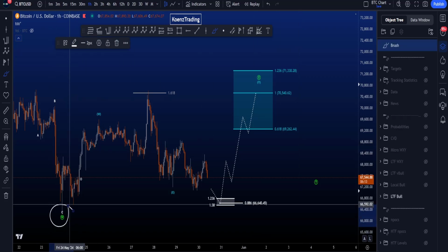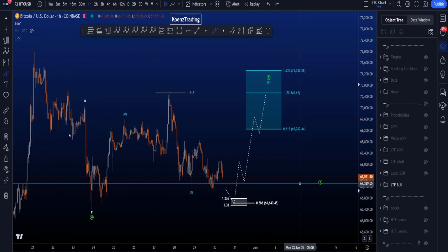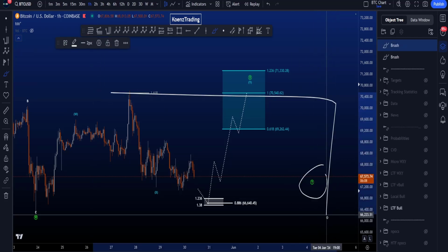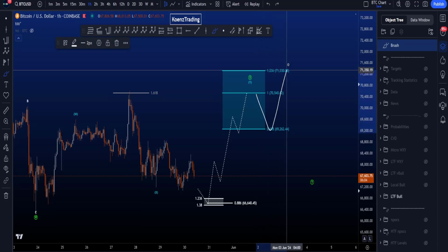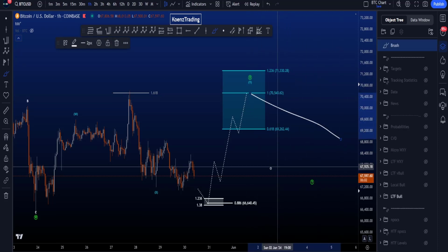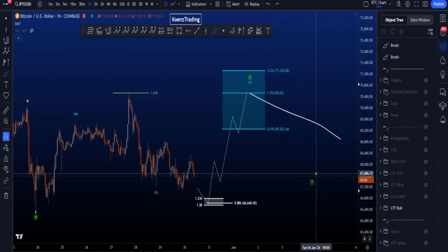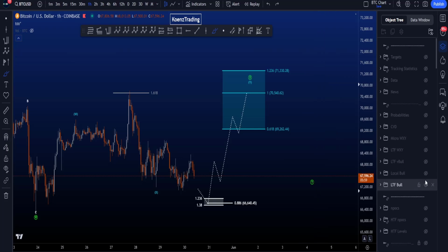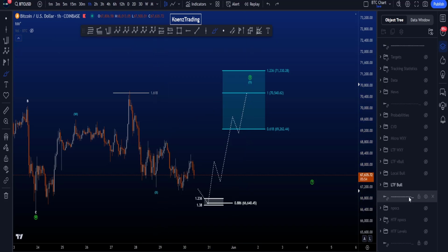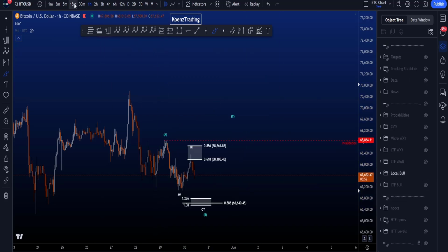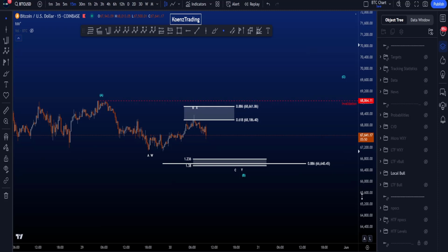Because wave W is already labeled as a zigzag, wave Y in a sideways WXY is not allowed to be a zigzag, so we would need to look for either a flat structure or a triangle inside wave Y, but a flat is more common. If we then zoom in to this wave Y here, we are looking for an expanding flat, which looks like this on the lower time frame.